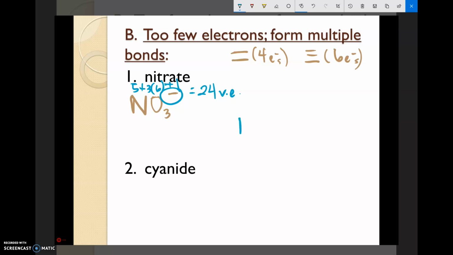So nitrogen is first, so we're going to go ahead and put that in the middle. We're going to put our oxygen around. Those are our terminal atoms. Now we're going to add up how many electrons we've used. We've used 2, 4, 6. So 24 minus 6 is 18.